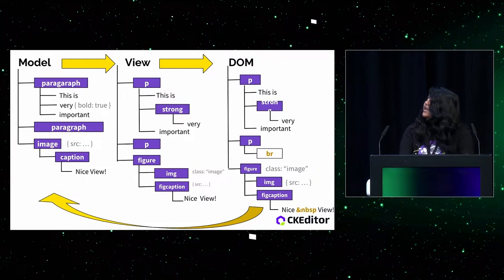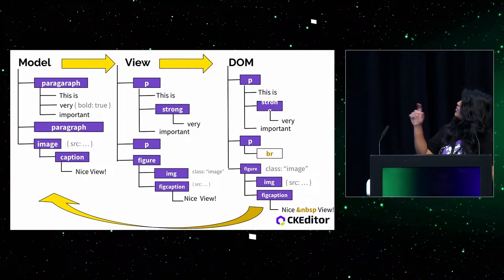So the data flow, how does this all work together? We saw the model, we saw the view, and we saw the DOM. How do they interact with each other? Well, everything begins with the user. It's a text editor, it faces a user.